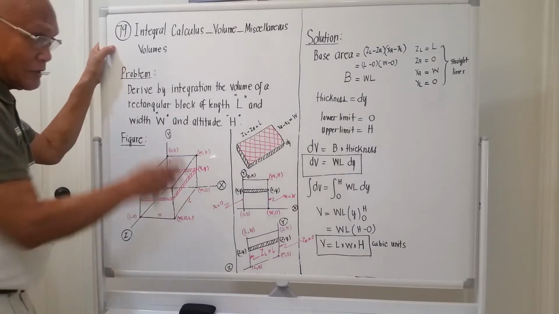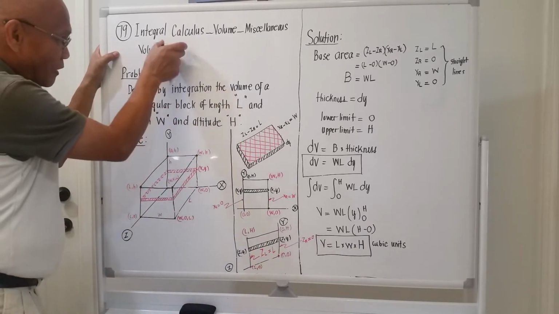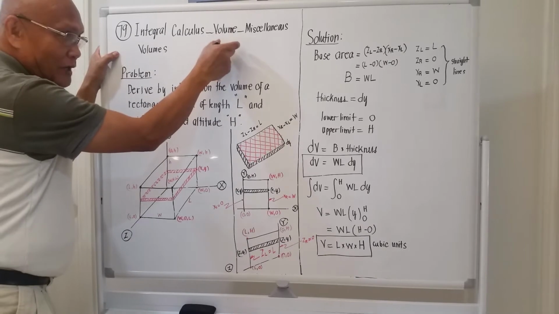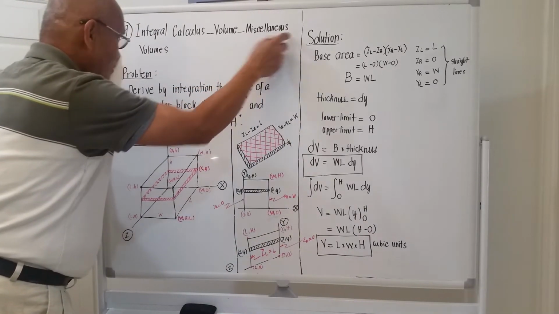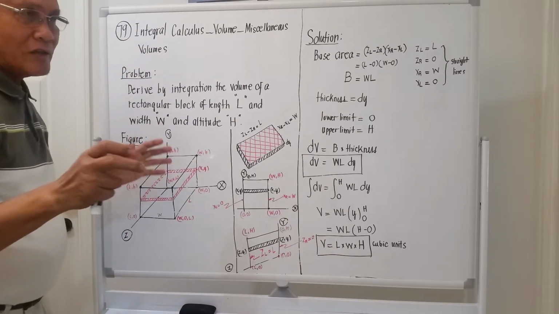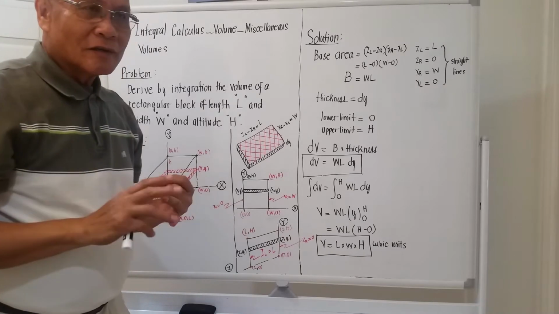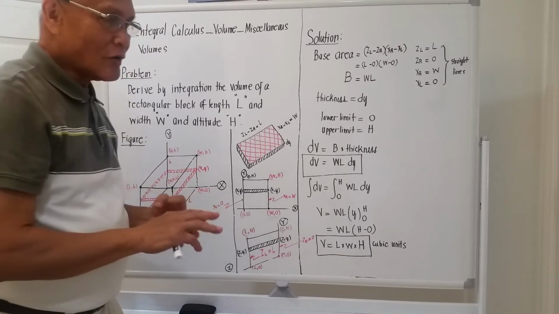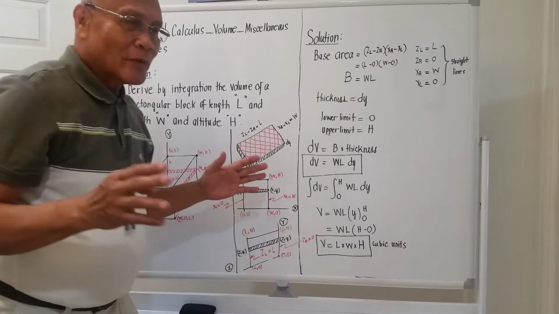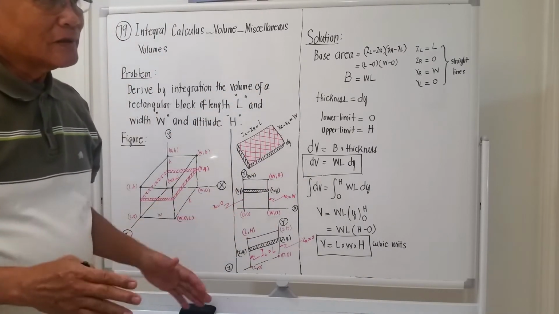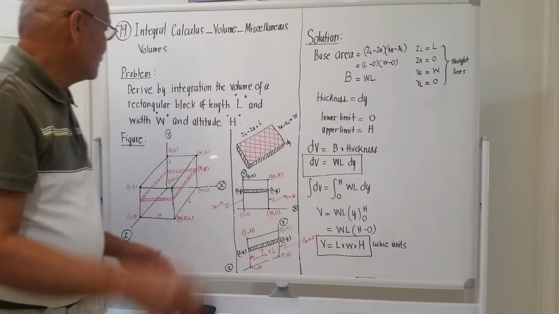My lesson now is lesson 79 on my channel on the topic integral calculus under the subtopic volume: miscellaneous volumes. Miscellaneous meaning it does not involve the circular disc, the hollow cylinder, or the circular washer. This refers to solids involving the edges to be straight lines. There are no curvatures. Okay, let's proceed.